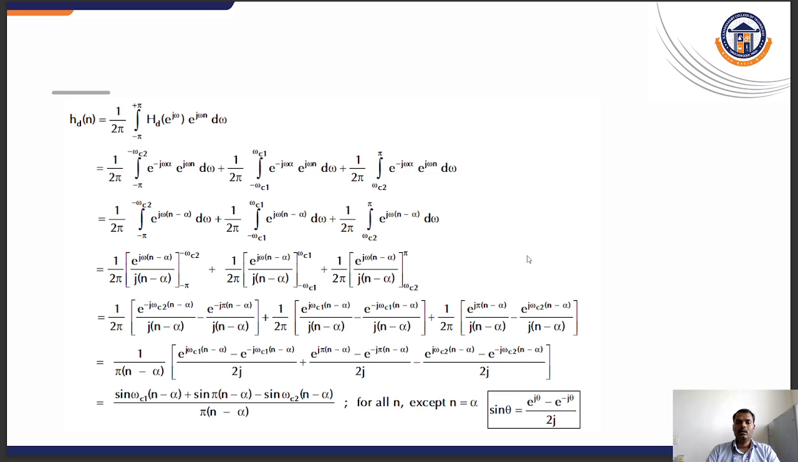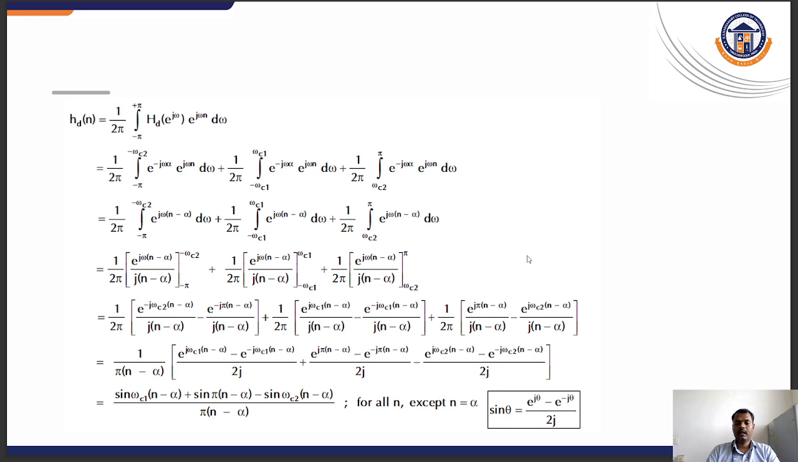So here the exponential term value is e to the power of j omega (n minus alpha) d omega in all the 3 cases, but only the limits change. So when we integrate it, substitute the limits and simplify, we get sine omega c1 (n minus alpha) plus sine pi (n minus alpha) minus sine omega c2 (n minus alpha), divided by pi (n minus alpha).